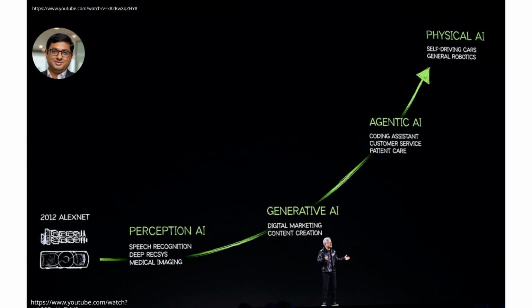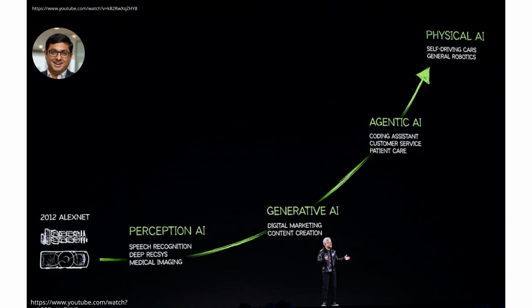Let's quickly walk through the evolution of AI as predicted by Jensen Huang, CEO of NVIDIA, shown here. The journey began in 2012 with AlexNet, marking the rise of perception AI, where systems learned to interpret text, images, and speech. Then, generative AI arrived, allowing AI to create new content, transforming industries like digital marketing and content creation.